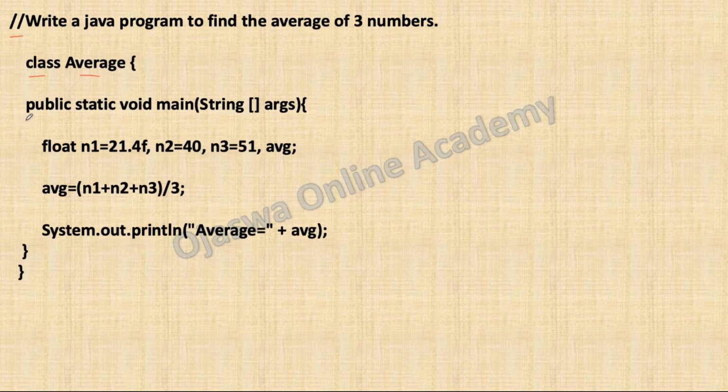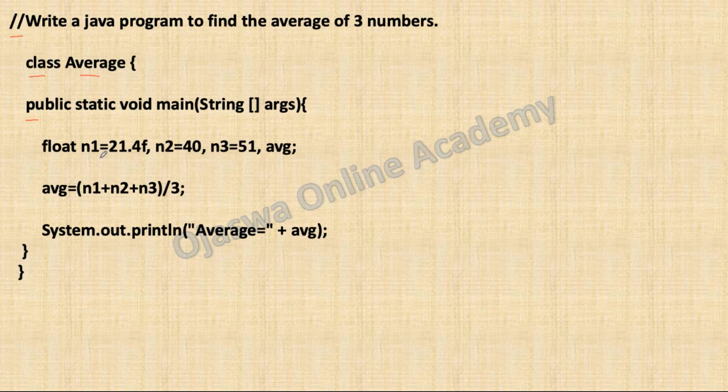Define the main method. The signature for the main method is public static void main, and it takes a string array as a parameter. Write the code inside the main method. Next thing we do is define the variables. We are finding the average of three numbers, hence we need three variables for storing the numbers and one more variable for storing the calculated result.